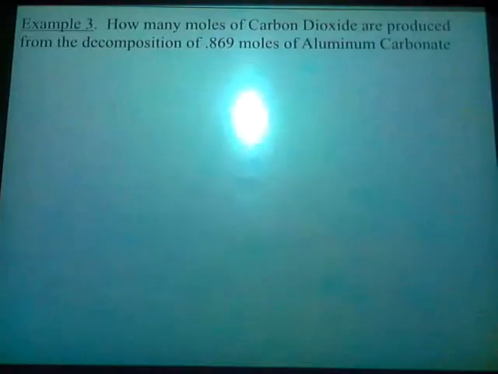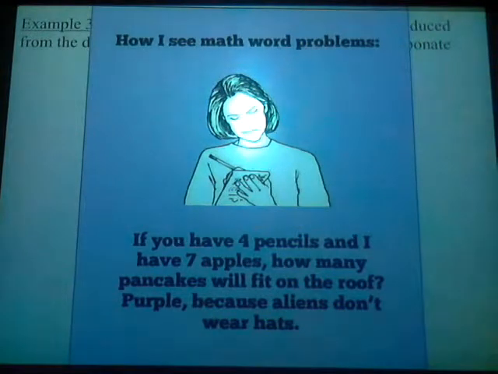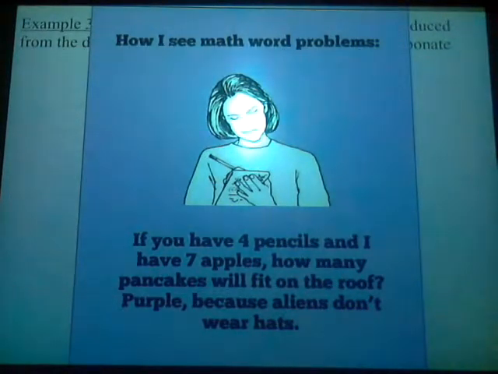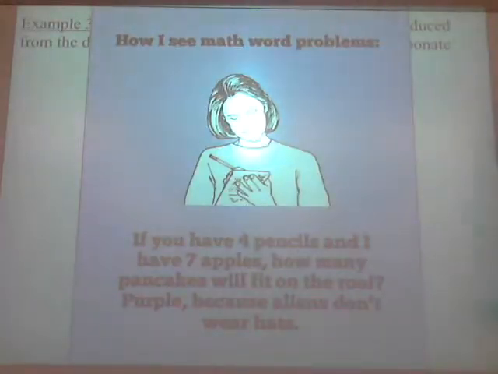Turn that light off for a second. How I see math word problems. Yes, exactly. That is how most of you see word problems. If you have 4 pencils and I have 7 apples, how many pancakes will fit on the roof? Purple, because aliens don't wear hats. That's the kind of answers I get. I get the purple alien wearing hats from you guys all the time. Hit that light back on.